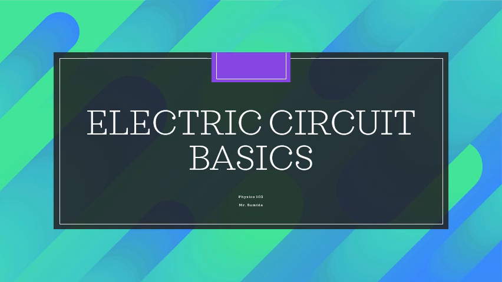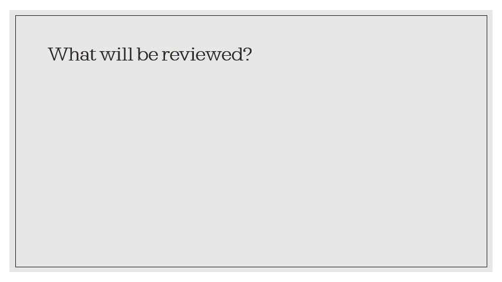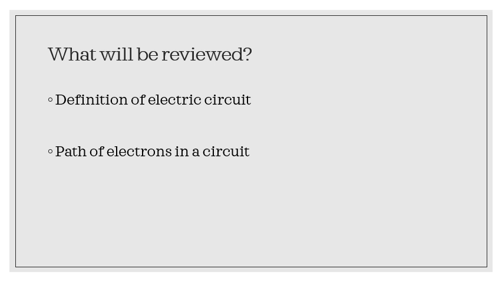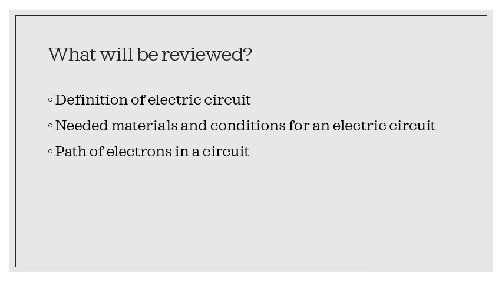Okay, so we're going to talk through the very basics of electric circuits. Things we're going to review are the definition of what an electric circuit is, the path of electrons in a circuit, the needed materials or conditions for that circuit, and the path of electrons in a light bulb.